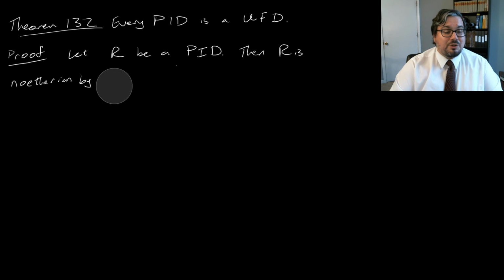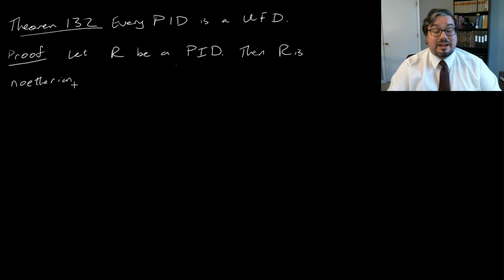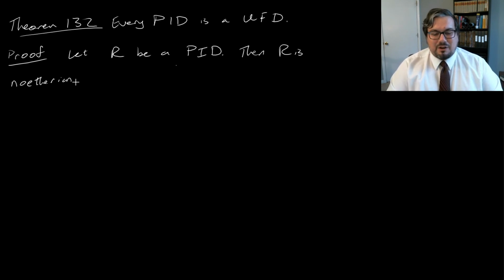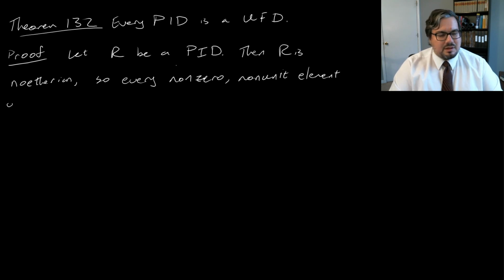By the theorem that told us that Noetherian rings are characterized by having all ideals be finitely generated, which I've lost the reference for just now. So R is Noetherian. So that means that every non-zero, non-unit element of R can be factored into irreducibles.